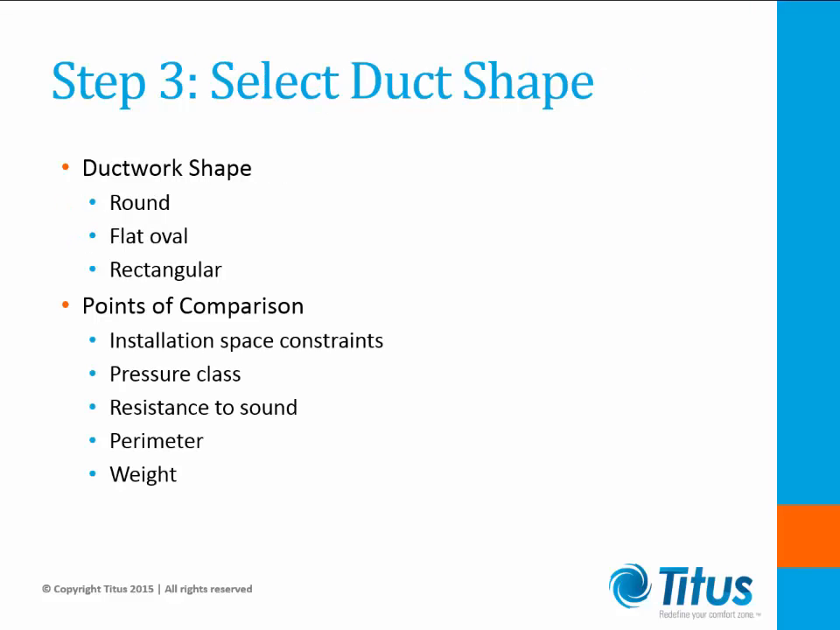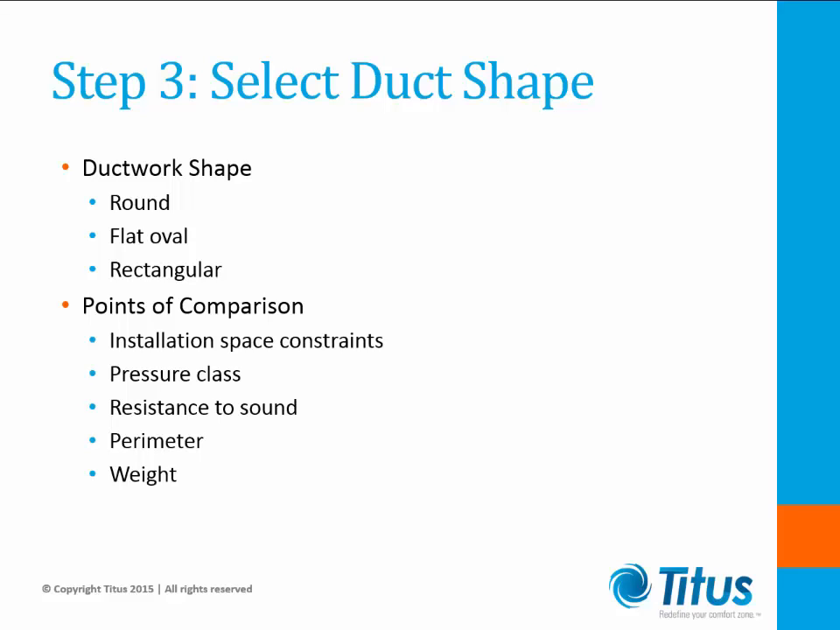Step 3. Select duct shape. Standard ductwork is produced in round, flat oval, and rectangular shapes. When selecting the best duct shape for a project, there are 5 main points to consider. Space constraints are the number one consideration. If the duct does not fit inside the available space, the other points really don't matter.